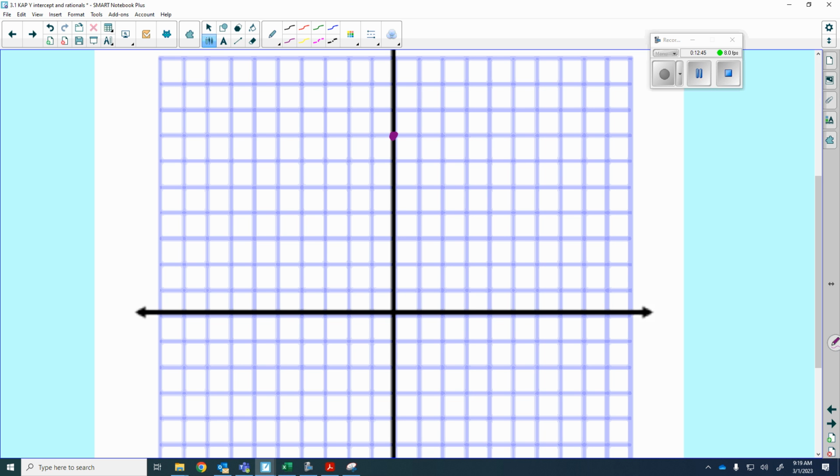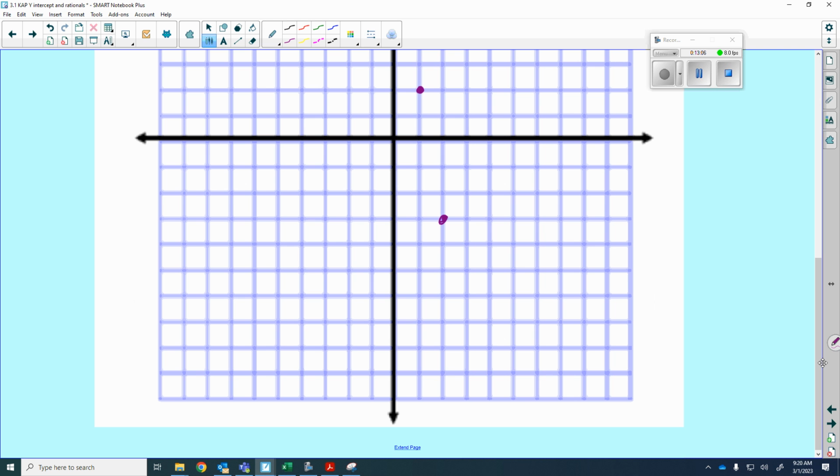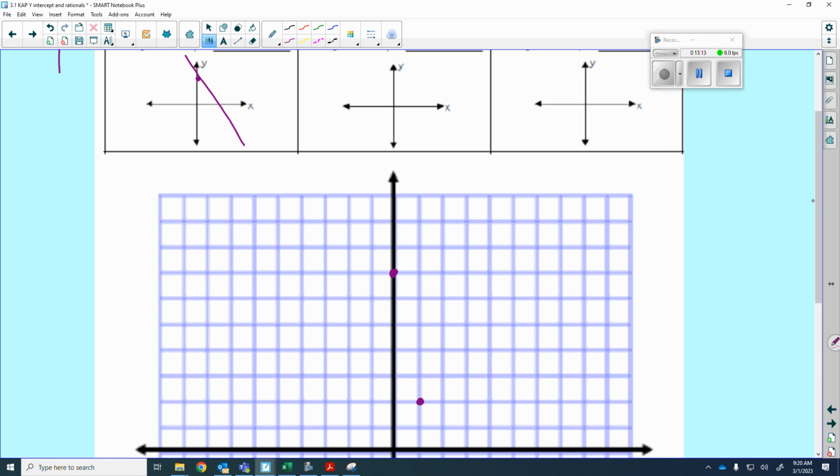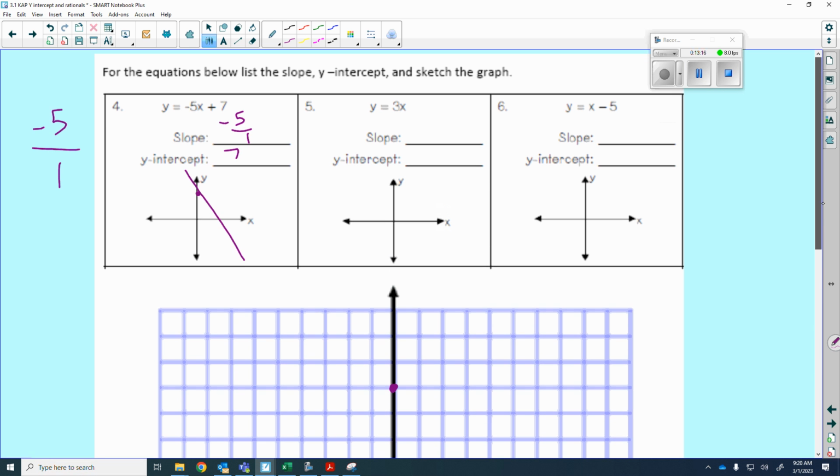So what does that mean? Down 5. 1, 2, 3, 4, 5. And to the right 1. And put a dot. Do you think you should do that again? Yes, because any 2 points make a straight line, but 3 will get us an even better line. I try to do it as many times as I can if I have the space. Then you're going to use your nifty rulers that I gave you, and connect the dots.